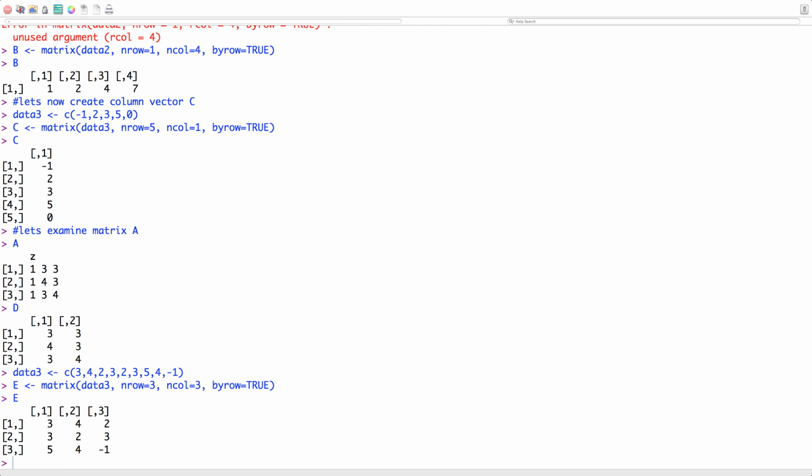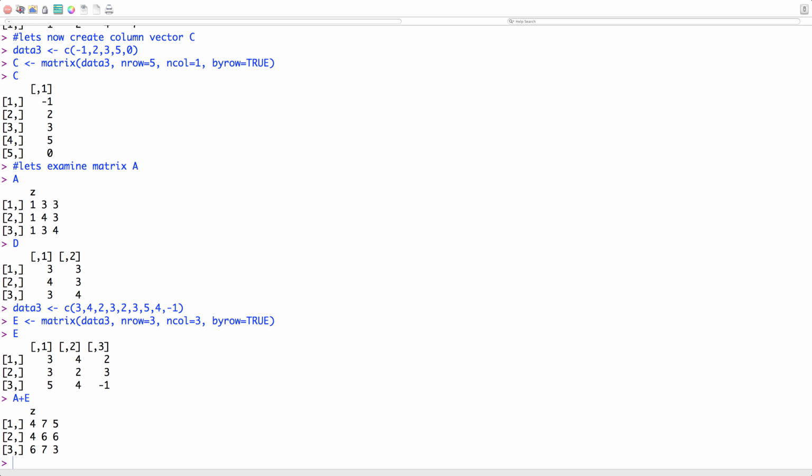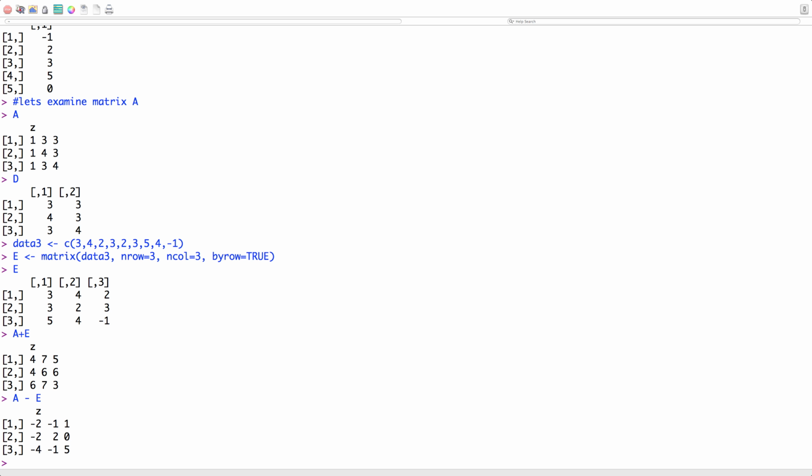Now, guys, obviously, if I wanted to take A and add E, notice that the first entry of A is added to the first entry, the top left entry. And notice, for example, the 3 here is added to the 4 in this position to get the 7. We could also go A minus E. And what that does is it takes, for example, this position, which is 3, and subtracts this position, which is 3, which obviously gives us a value there of 0.